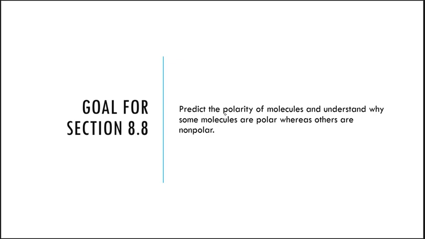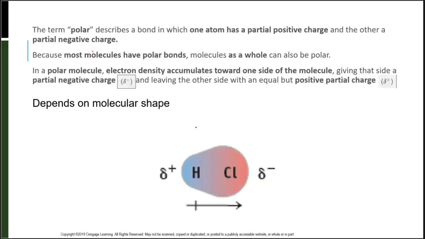This section is about predicting the polarity of molecules and understanding why some molecules are polar and others are nonpolar. We know the term polar describes a bond in which one atom has a partial positive charge and the other has a partial negative charge. Because most molecules have polar bonds, molecules as a whole can also be polar. In a polar molecule, electron density accumulates towards one side of the molecule, giving that side a partial negative charge and leaving the other side with an equal but positive partial charge.